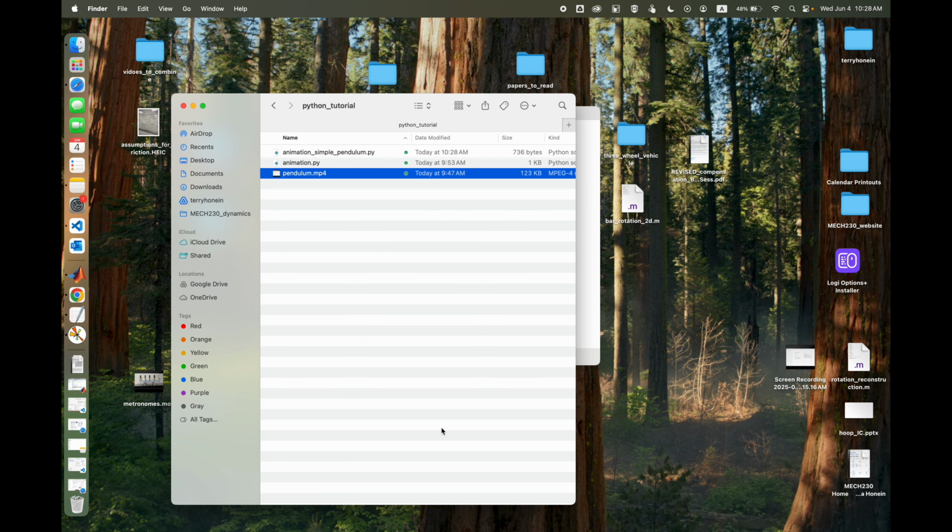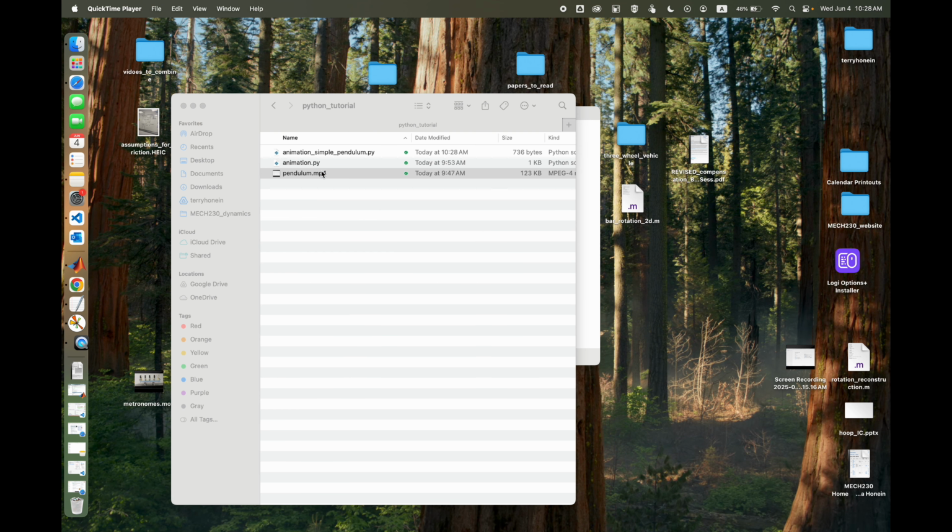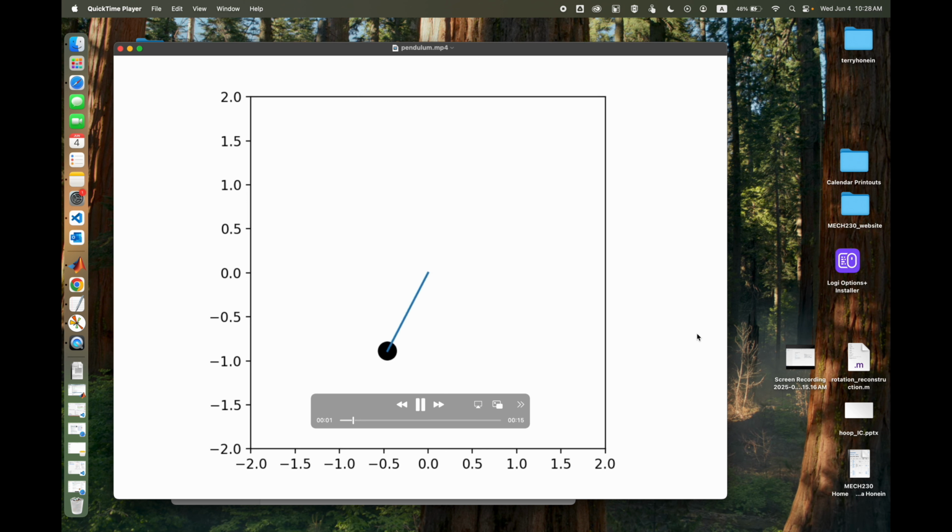Okay, stay tuned. In another video, we will try to animate the motion of the pendulum. I actually have done that. This is what we want to get. Some very simple animation of this motion. Stay tuned.